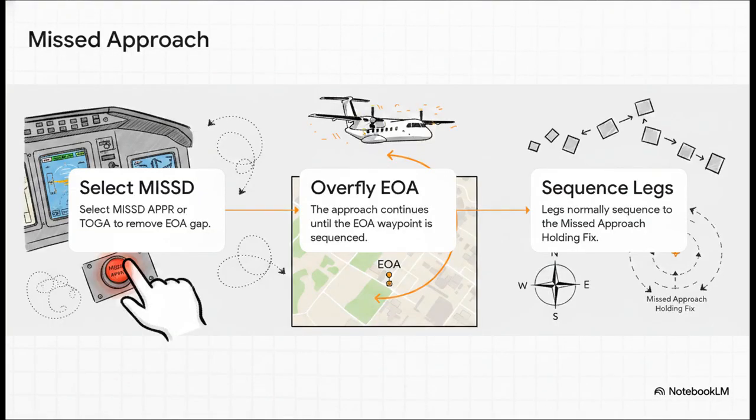So, if a missed approach is required in the Q400, you have to meticulously follow 3 exact steps to safely transition your guidance. First, you must select Missed APPR on your nav page 1 or hit TOGA. This crucial action removes the gap from the lateral guidance leg set. Second, the approach will just naturally continue until the end of approach waypoint is overflown. And finally, the legs will sequence normally, giving you precise guidance directly to the missed approach holding fix.